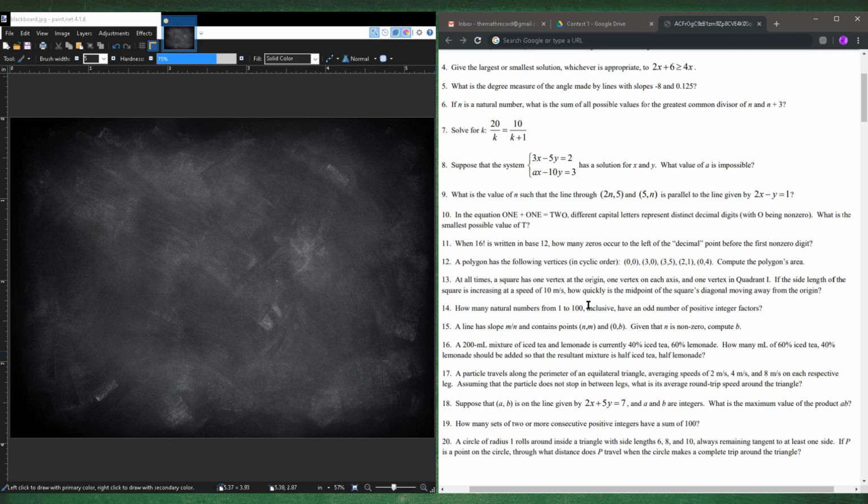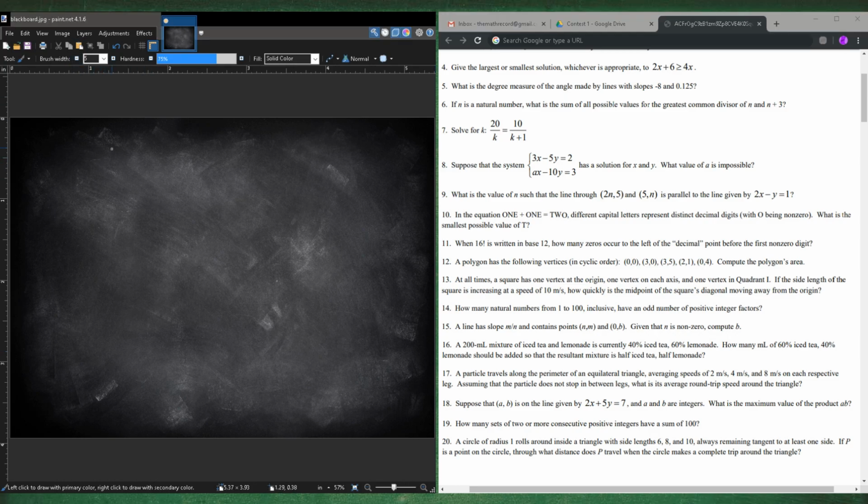11. When 16 factorial is written in base 12, how many zeros occur to the left of the decimal point before the first non-zero digit? There's a really cool property for this. If you have something factorial written in some base, you basically just need to count the amount of factors. So we're written in base 12, right?